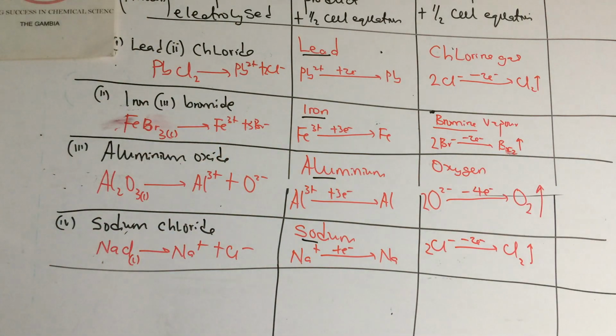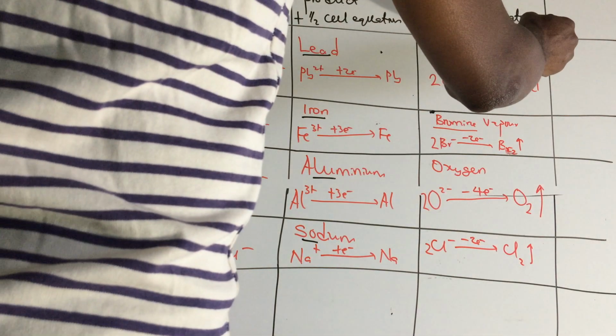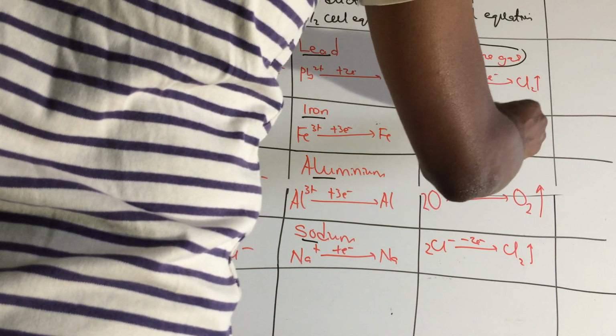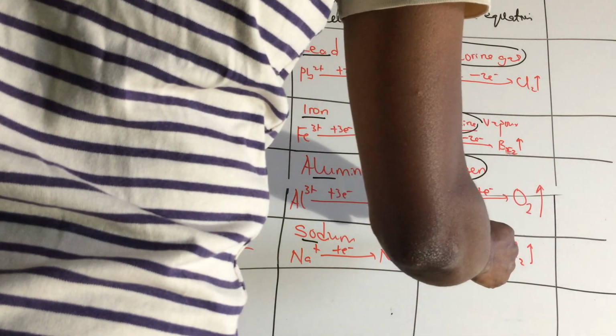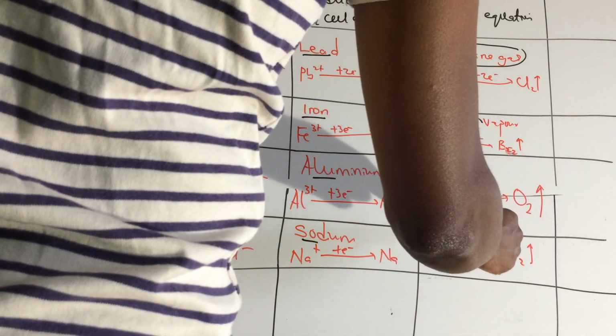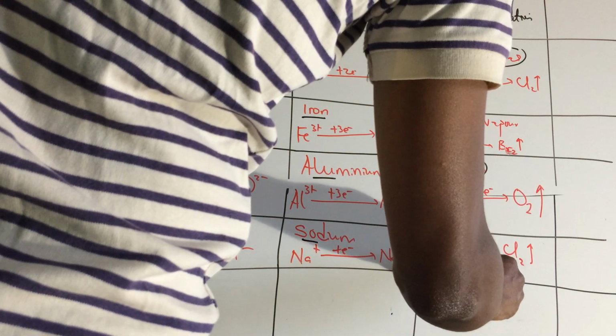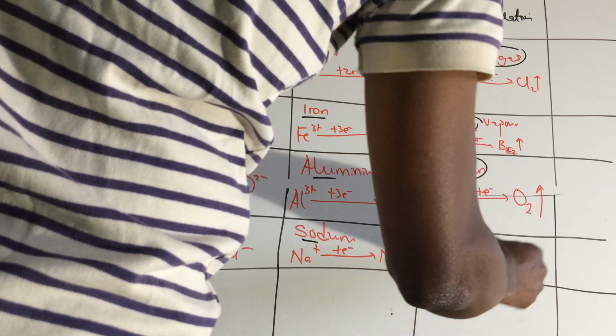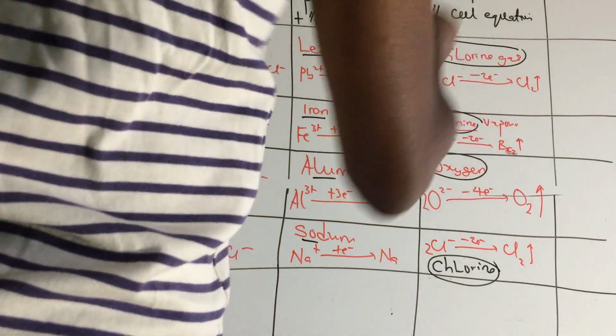That's a product. Also, a non-metal forms at the anode, that's the positive electrode. Non-metals form at the anode. Bromine is a non-metal. Oxygen. Then here chlorine, again. So all these are non-metals. Where do they form? At the anode.